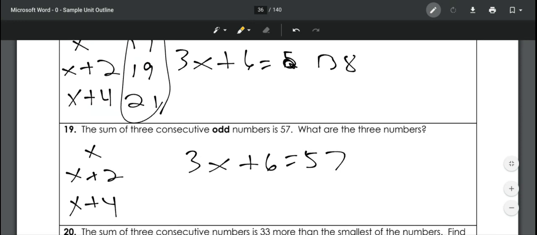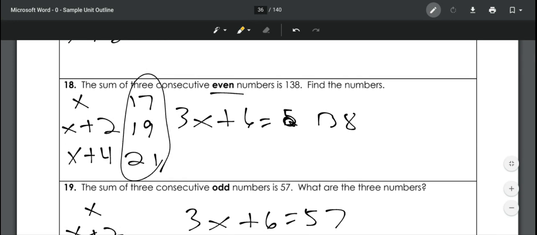I'm just seeing if anybody's awake out there. Sorry, I'm looking at my answer key so I don't have to do all the math in my head.